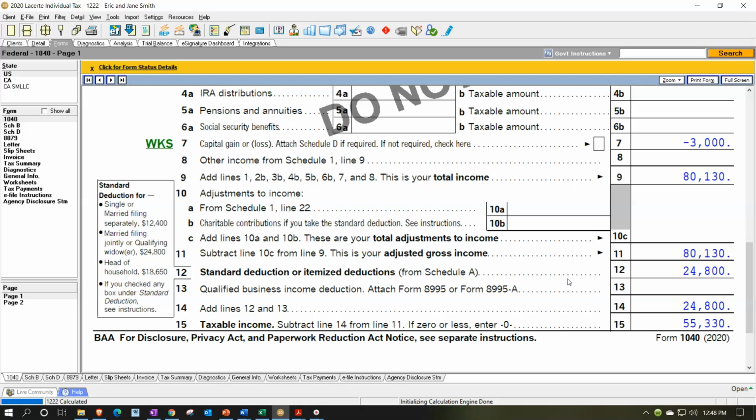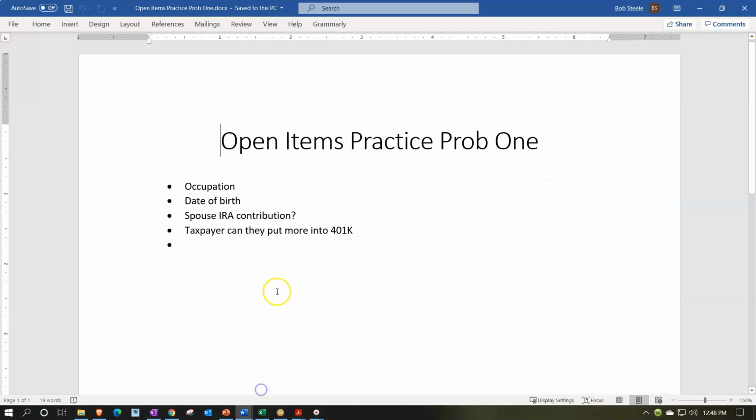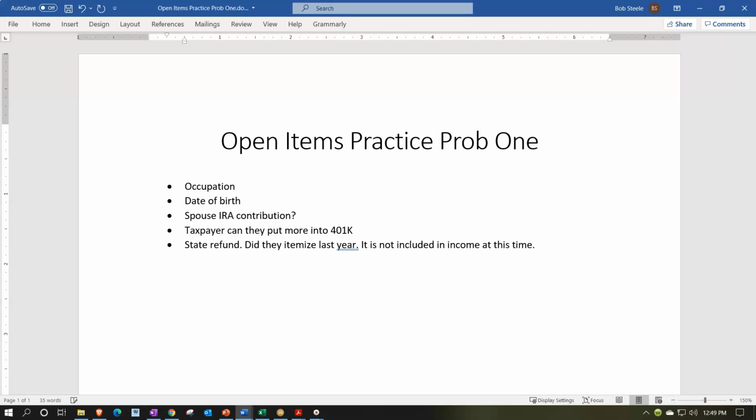But I'm not done with the return, so I might want to just jot that down. I might put that in my open items, and I say, state refund. So did they itemize last year? It is not included in income at this time, right? And we can then go back into it and look at the prior year tax return, kind of double check that if we want to.